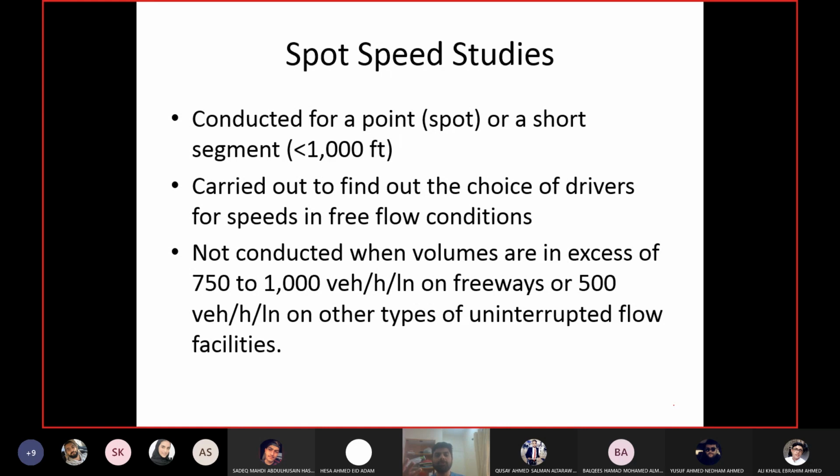So there are two conditions for measuring the spot speed. First of all, a short segment, ideally a point. Second, a free flow condition, meaning less than 500 vehicles per hour per lane volume on the road.